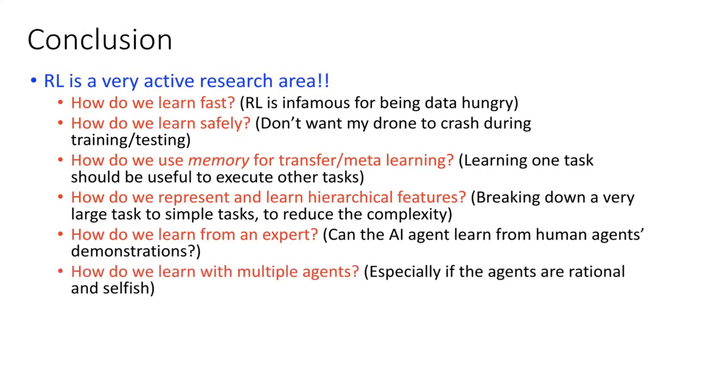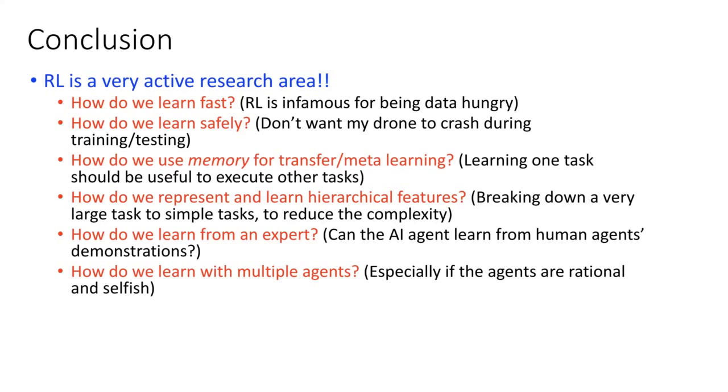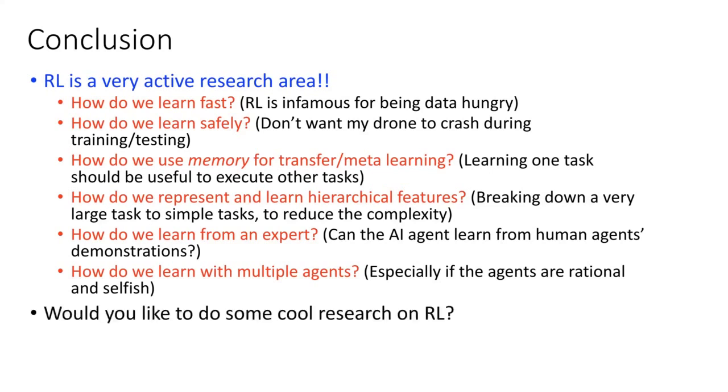How do we learn from multiple agents is another question, because you need to think about the issues of coordination, communication, rationality, and selfishness. A lot of game theory comes in here. And so these are some very active areas of research. So if you are interested in doing some cool research on RL, send me an email.